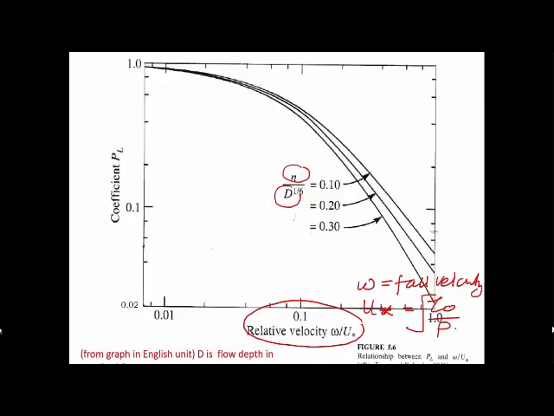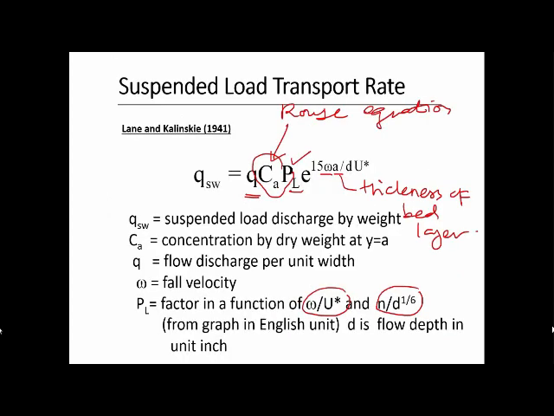Doctor, the D in the equation has to be in inches also, is it? Sorry? In the equation there's a D there. Is that in inches or in meters? It's written there, doctor, it's inches. Inches, yeah. It's inch, Manoj, yeah?